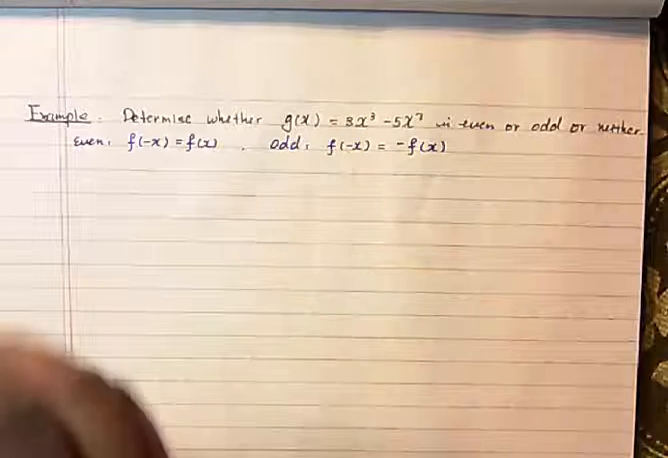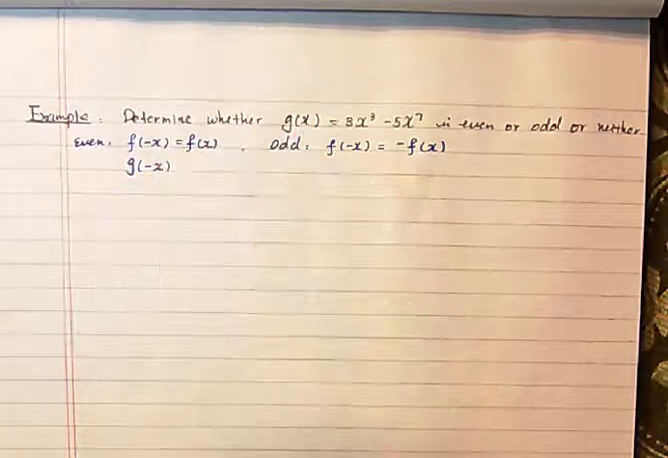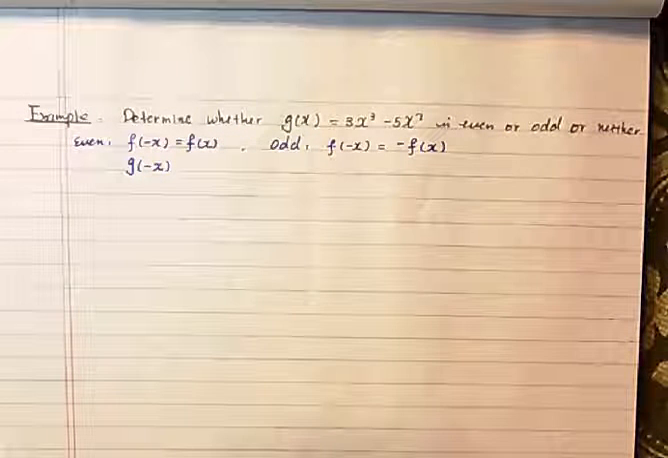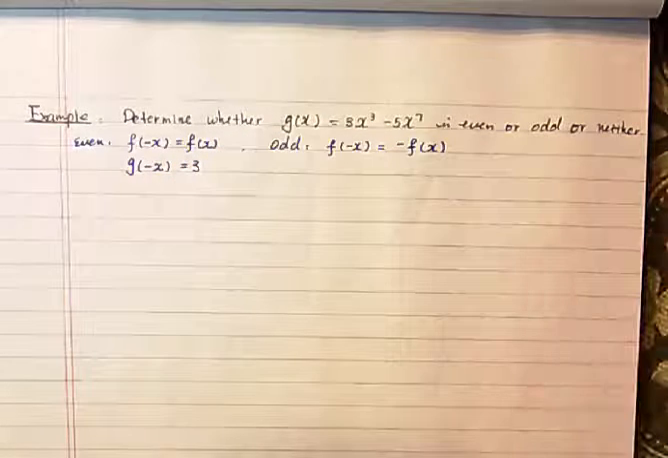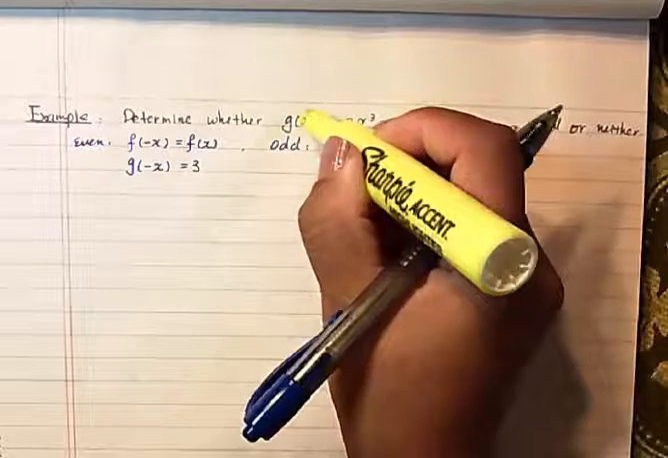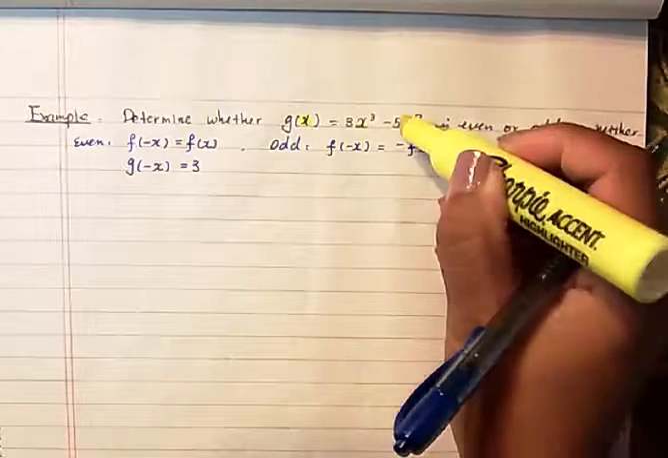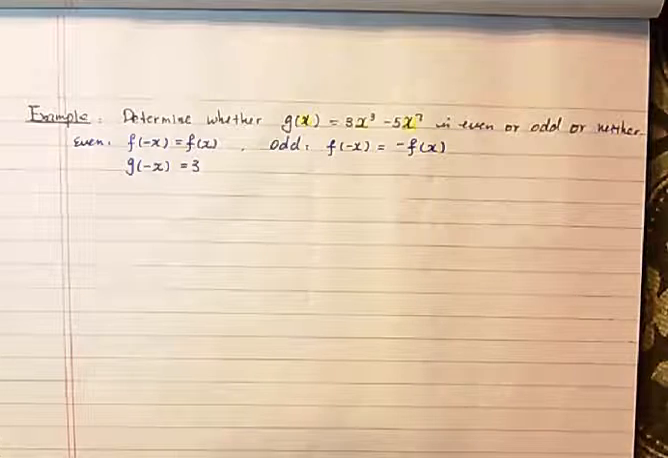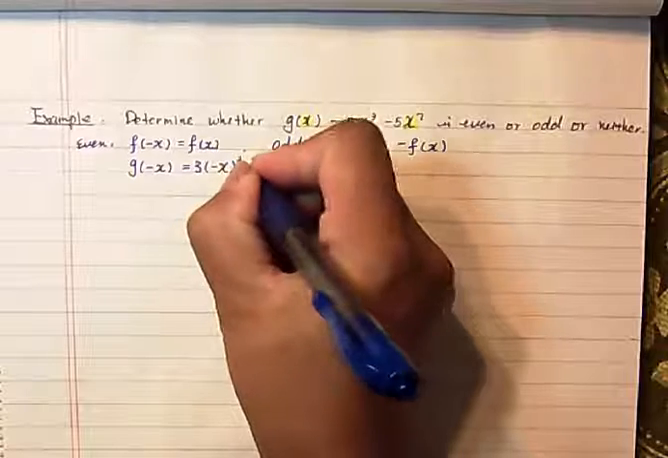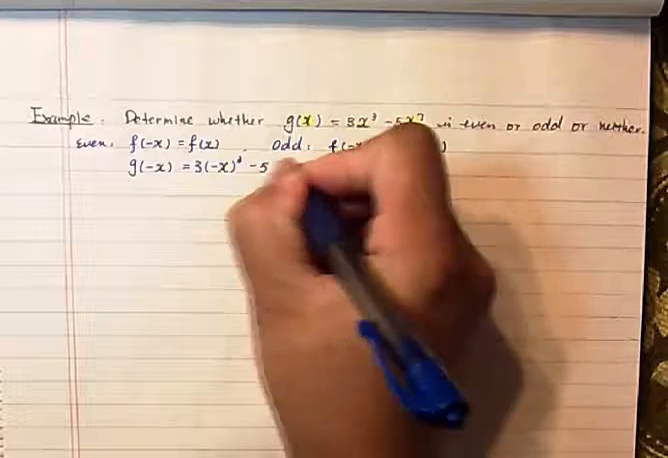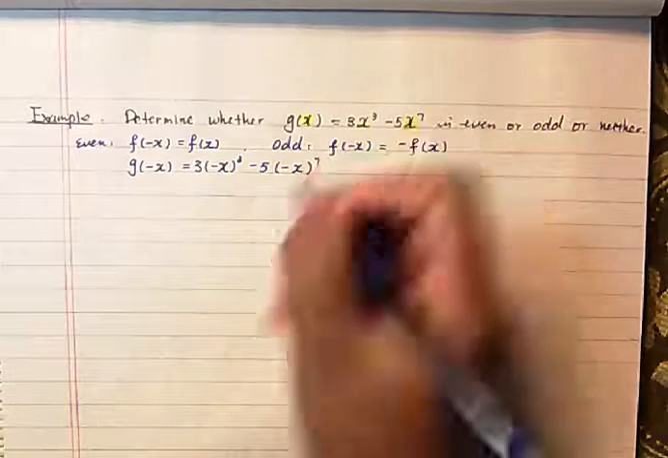So for our problem here, I'm going to evaluate g of negative x, which means in this case your input is negative x. So replace the input in the function definition. The g function is defined as 3 times input to the third power minus 5 times input to the 7th power. So that is 3 times negative x to the third power minus 5 times negative x to the 7th power.